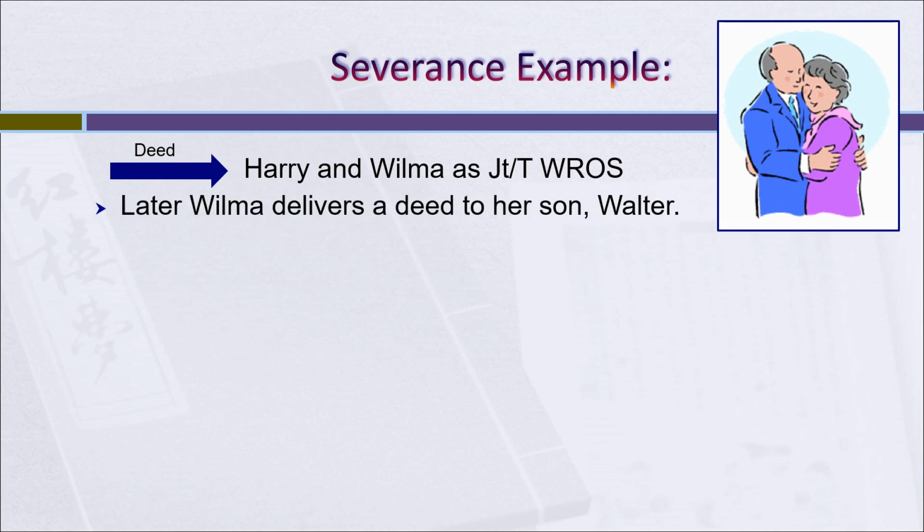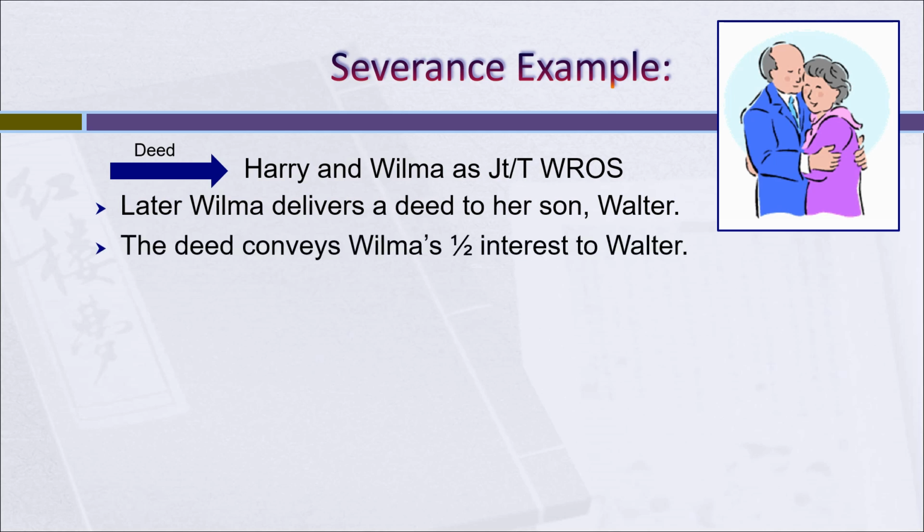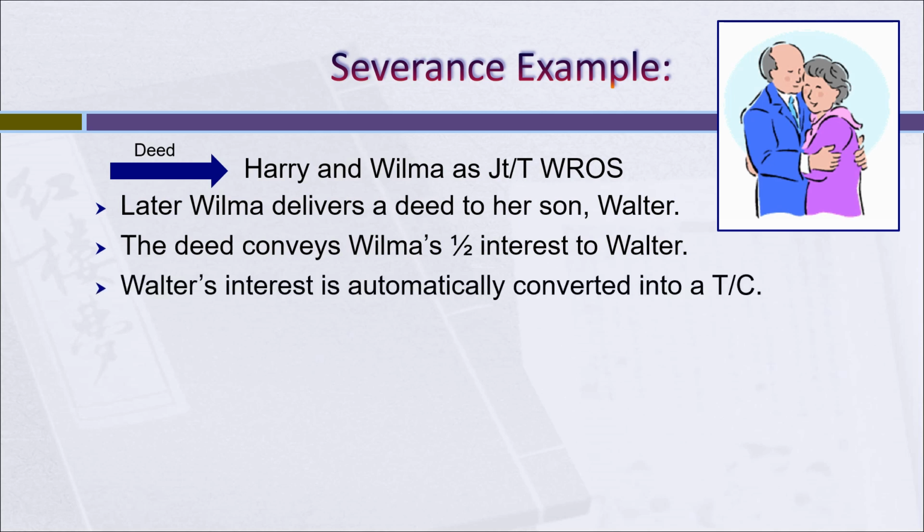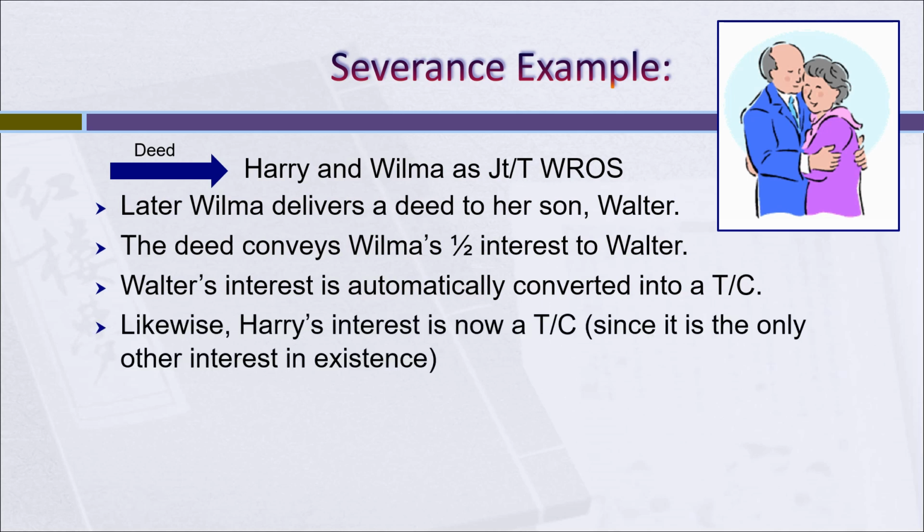Now let's suppose that later Wilma delivers a deed to her son Walter. What will the deed pass to Walter? Well, Wilma only has a half interest, and so the deed conveys Wilma's half interest to Walter. Walter now has a 50% interest in the property, but because he's not part of the original group, there's a severance and Walter's interest is automatically converted into a tenancy in common. The result, of course, is that Harry's interest is also now a tenancy in common because it's the only other interest in existence. And if one of the two owners has only a tenancy in common, the other one must have a tenancy in common as well.